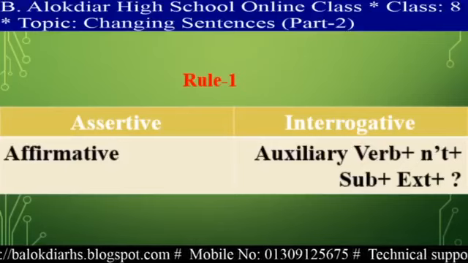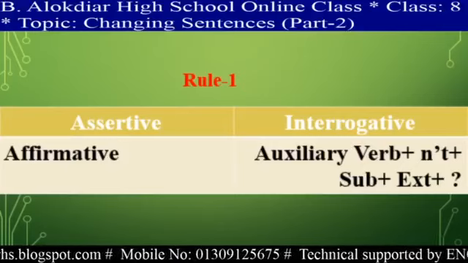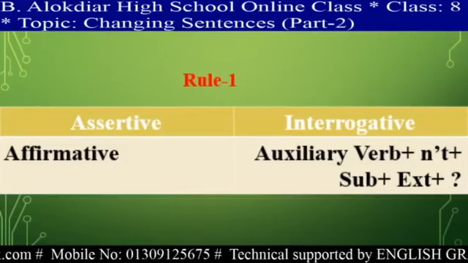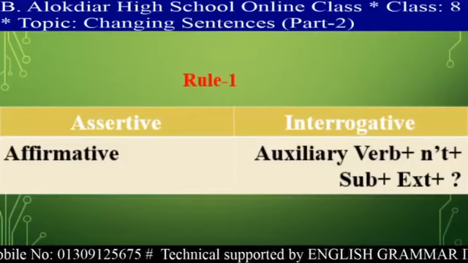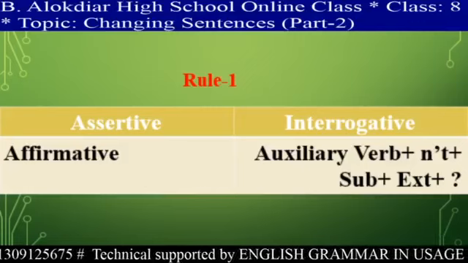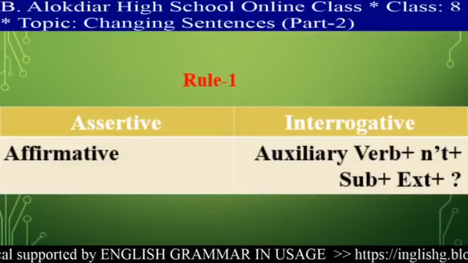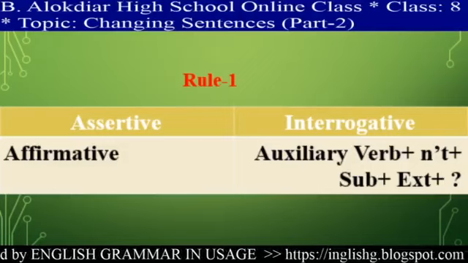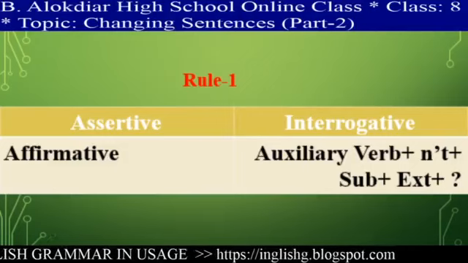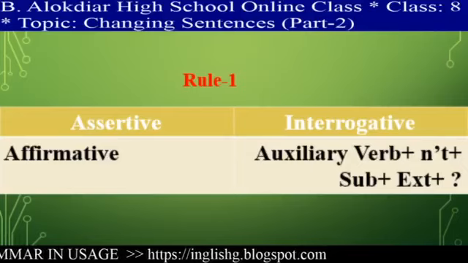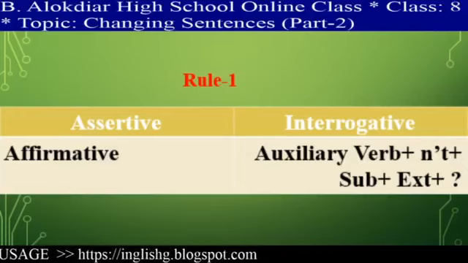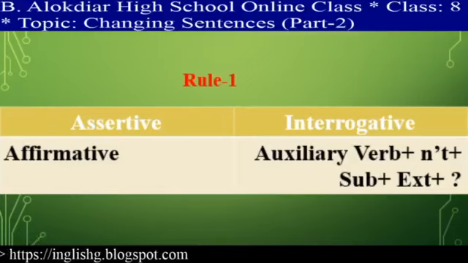Assertive to interrogative. If the assertive sentence is in affirmative form, then for changing it to an interrogative sentence, we have to use first an auxiliary verb according to tense and person, then the contracted form of not, then subject plus extension plus note of interrogation. So these are the rules. Let's go to the next example.